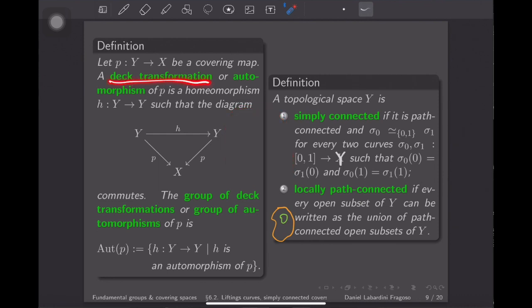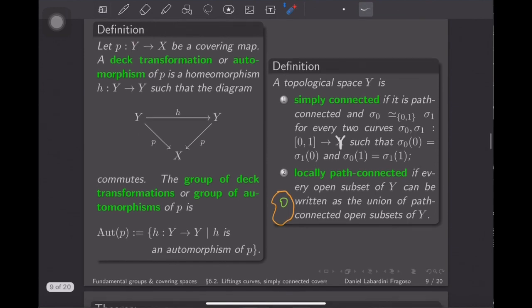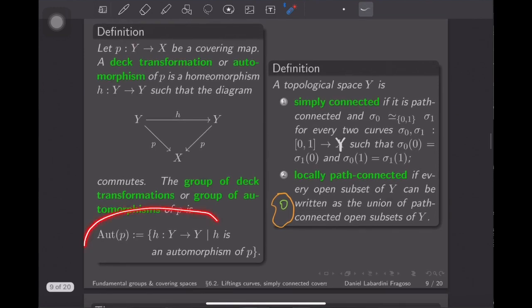So a deck transformation or automorphism of the covering map is a homeomorphism of the big space that permutes each fiber. Such deck transformations form a group under composition. I would say it's clear that they form a group under composition. It's the group of deck transformations.